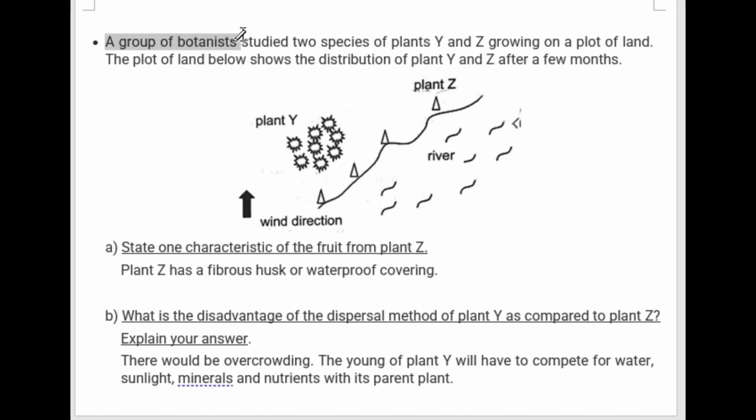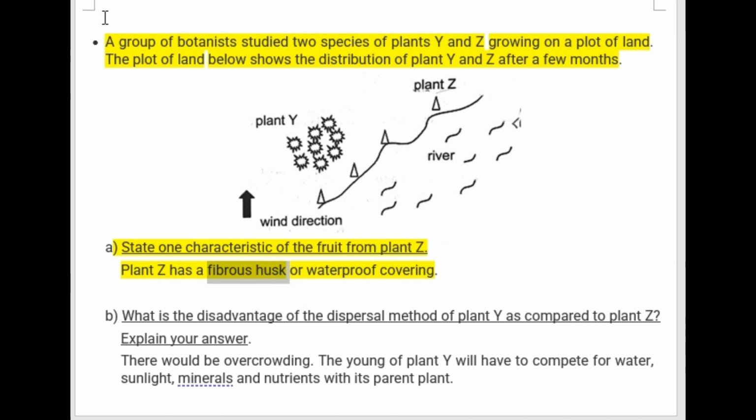A group of botanists studied 2 species of plants Y and Z growing on a plot of land. The plot of land below shows the distribution of plants Y and Z after a few months. State one characteristic of the fruit from plant Z. Plant Z has a fibrous husk, a waterproof covering.